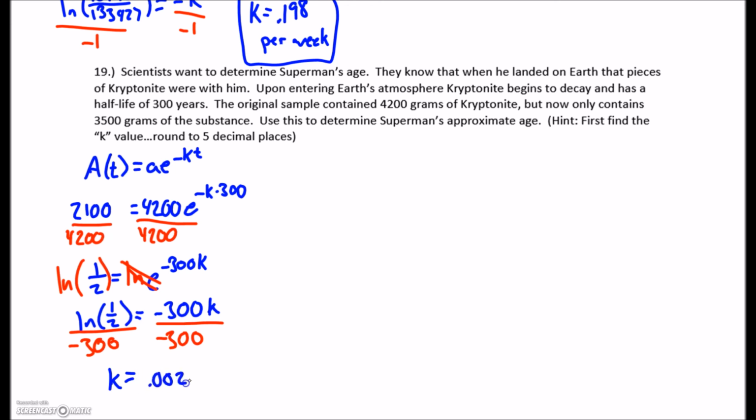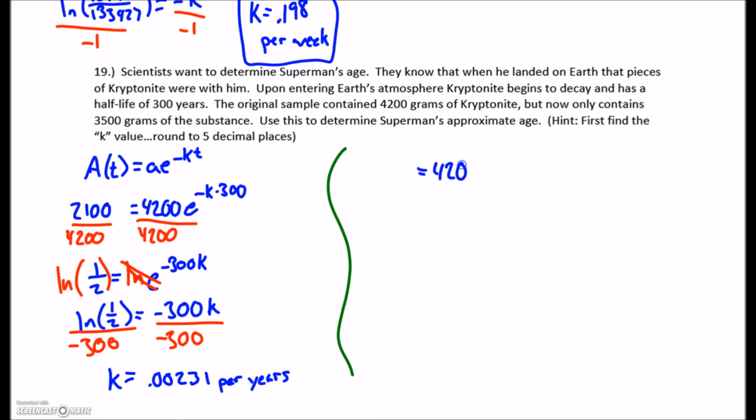To 5 decimal places, this is going to be 0.00231. Because that was in years, this is per year. That means when I start doing this calculation, the time is going to come out in years, which is what I want anyway if I want to determine his age. We're assuming that he was very young, just a baby, maybe only a couple months old when he got sent here. So from here, I want to predict how old he is.